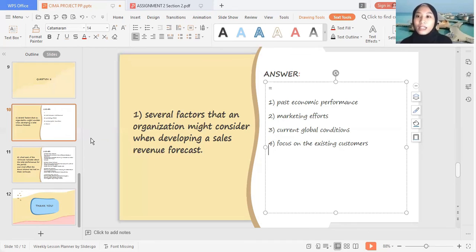Marketing can certainly affect the sales, but marketing leads to increased sales only if the company does not focus solely on new customers and forget to maximize the already existing customers. So the best factor is that the company needs to focus on the existing customer first before the new customer.